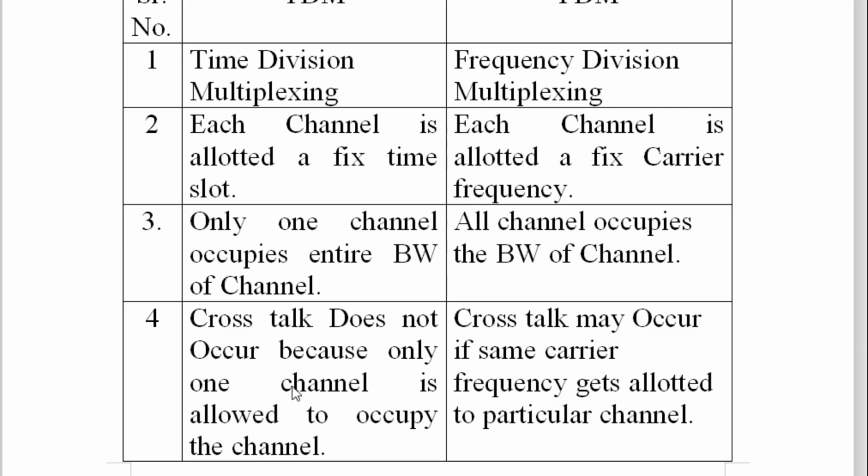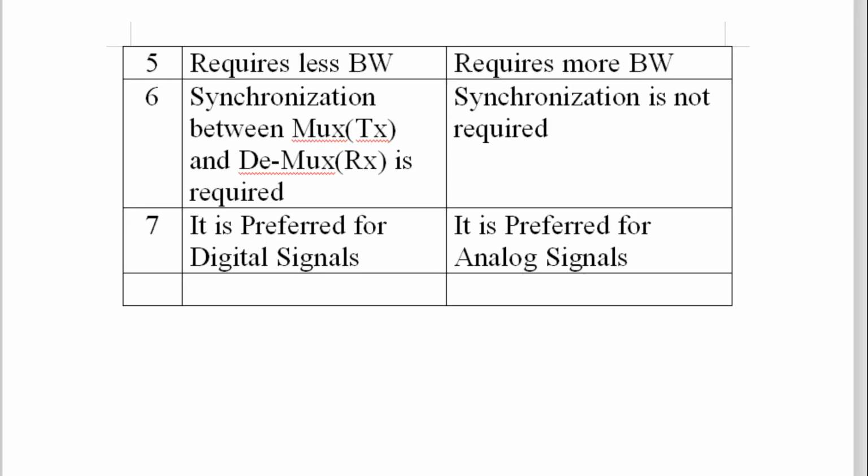Crosstalk does not occur in TDM because only one channel, that is one information signal, is allowed to occupy the entire channel or to go on that communication line. In FDM, crosstalk may occur if the same carrier frequency gets allotted to a particular information channel. TDM requires less bandwidth, because we have managed 4 kilohertz bandwidth by 4 people. You can also manage the 4 kilohertz bandwidth by 8, 16 or 32 people, because the multiplexer's control signals are driven in hundreds of kilohertz. So in FDM the bandwidth required is more.